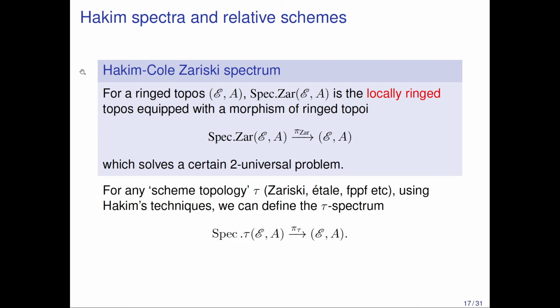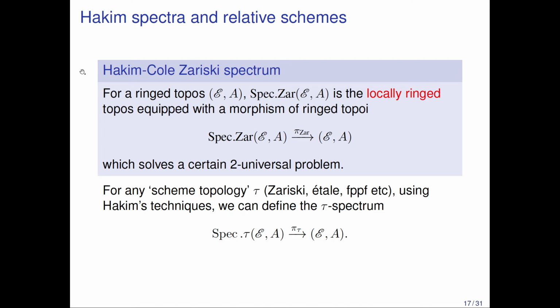So when you have a ringed topos, it just means that A is a ring object in a topos epsilon. You can construct the Zariski spectrum of that, which is a locally ringed topos, which has a morphism of ringed topoi to the original one, and this solves a certain 2-universal problem. It's like some kind of universal localization of the original ring. Without changing the topos, you cannot find a universal localization of a ring. You have to go to a bigger topos to do that.